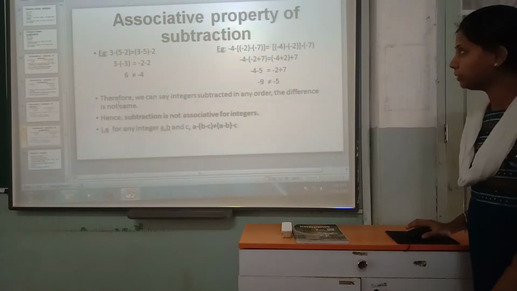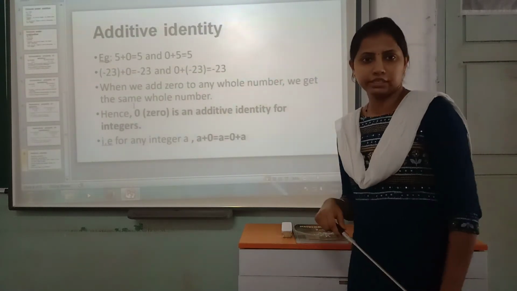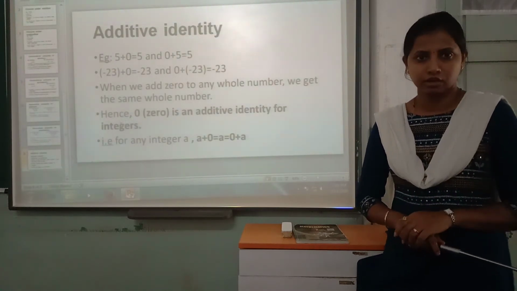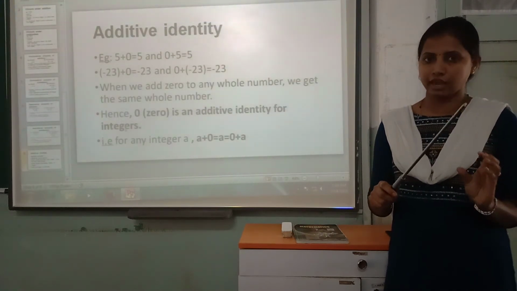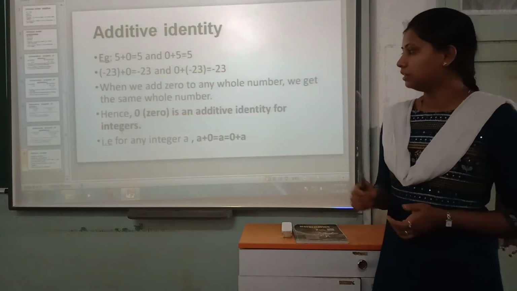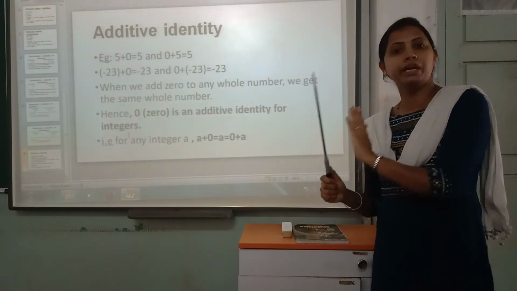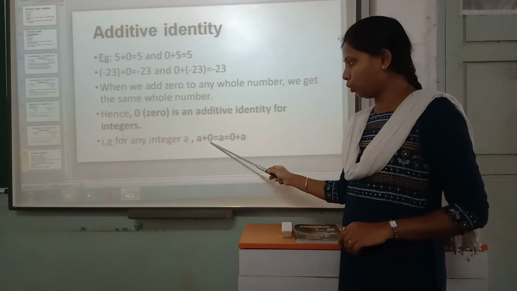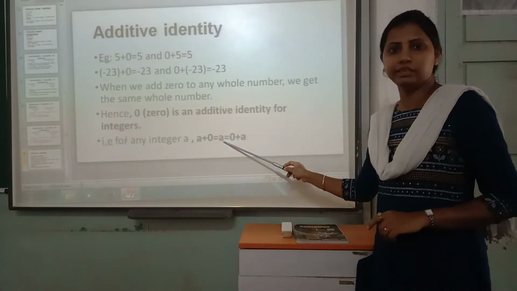Now coming to the next and last one, that is additive identity. What do you mean by additive identity? For example, you take any number, a whole number or an integer. If you want to get back the same whole number or integer as the sum, what do you have to add? For any integer a, if we add 0, we get back the same integer as the sum.